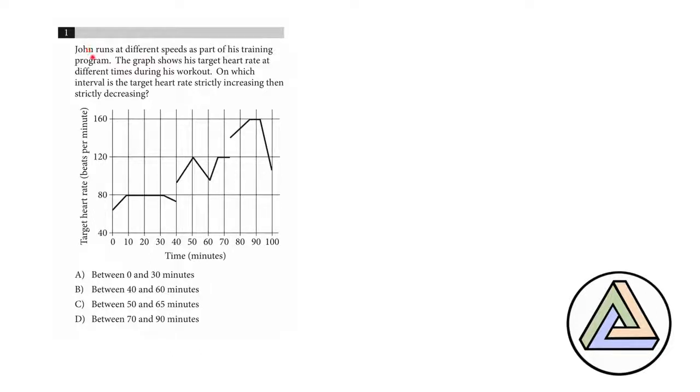Looking at the first one: John runs at different speeds as part of his training program. The graph shows his target heart rate at different times during the workout. At which interval is the target heart rate strictly increasing, then strictly decreasing? So strictly increasing and then strictly decreasing should be sort of like an up-down kind of thing. I definitely see an up-down thing here, right? So 40 to 60 is where this up-down thing goes on, and that is answer choice B.